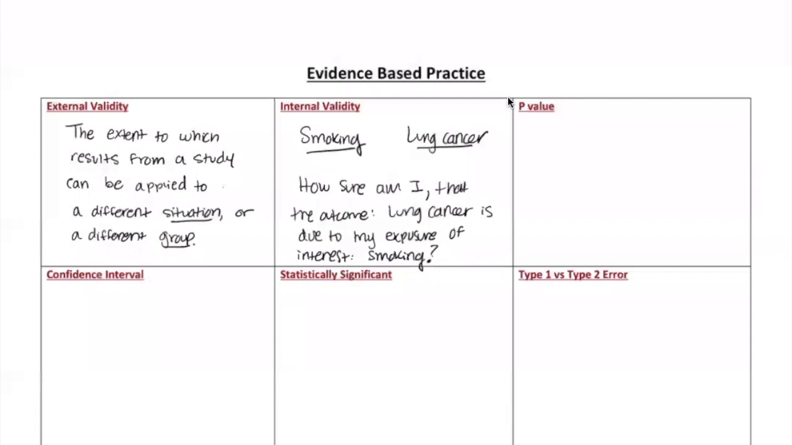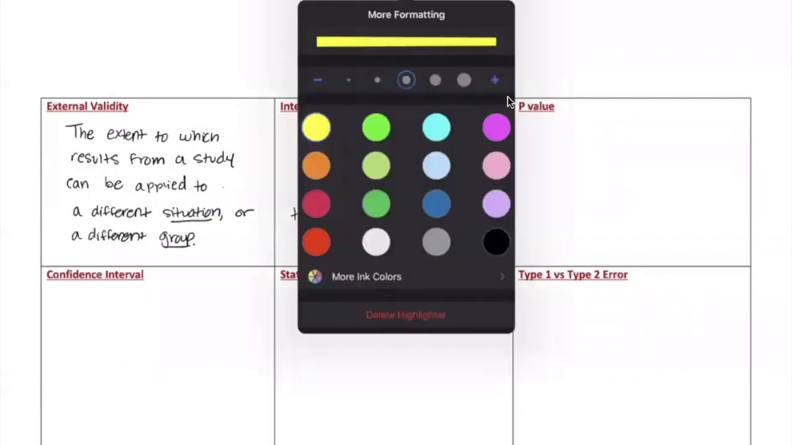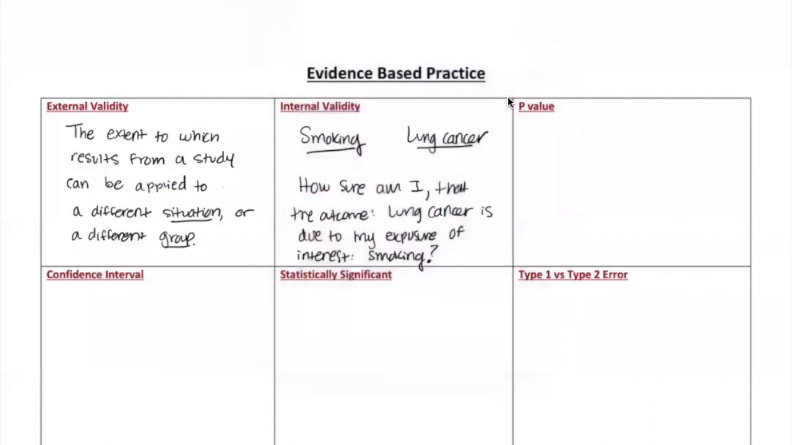Let's go ahead and compare external validity to internal validity. External validity is the extent to which results from a study can be applied to a different situation or a different group. So in other words, you can think of external validity as generalizability. Again, it is the extent to which results from a study can be applied to a different situation or to a different group.